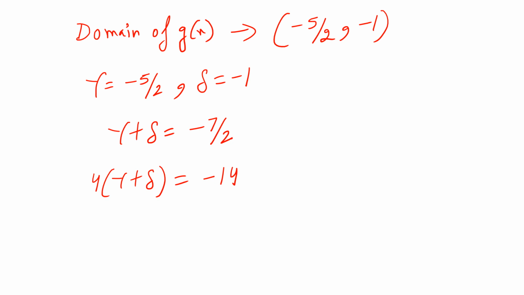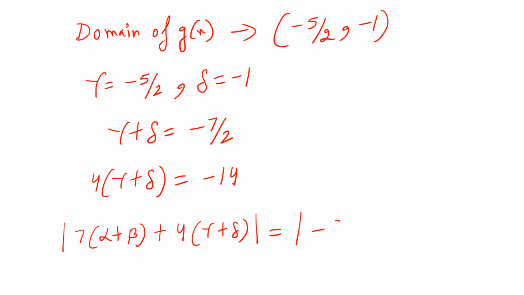Now students, we have to find the value of the expression mod of 7 times (alpha plus beta) plus 4 times (gamma plus delta). We earlier found the value of 7 times (alpha plus beta) as minus 82. And now we have found the value of 4 times (gamma plus delta) as minus 14. So that means the value of this expression is equal to 96. So this is the correct answer.